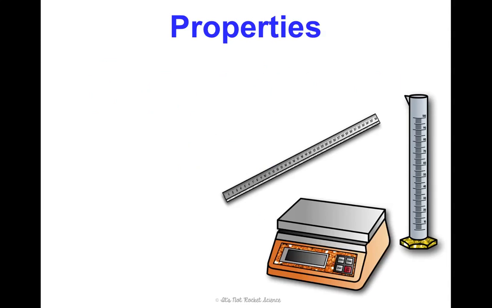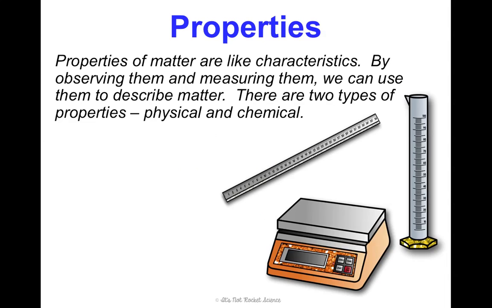Properties of matter. So properties of matter are basically like characteristics. By observing them and measuring them, we're able to use them to help us describe matter in different ways. And we can basically look at properties as physical or chemical. And so understanding the difference between those is really, really critical.